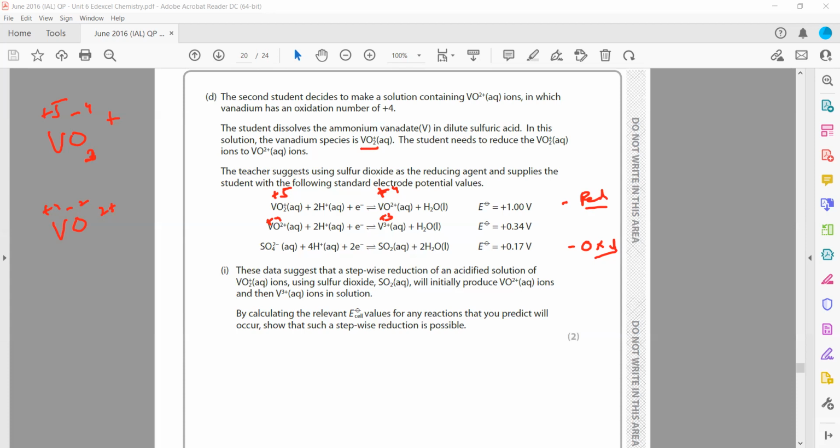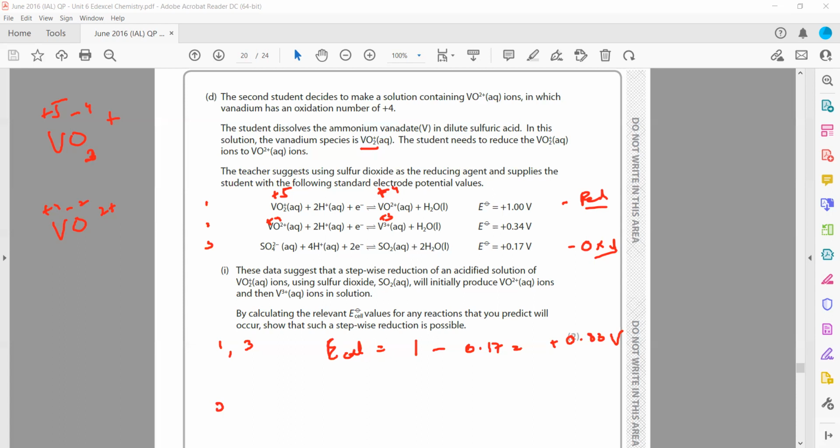If we want to check, what will be the electrode potential of the cell? The electrode potential of a cell is reduction minus oxidation. So when equations 1, 2 and 3 are there, first the reaction will be between equation 1 and 3. For equation 1, reduction happens, so it will be the same. And what will the electrode potential of the cell be? That is reduction minus oxidation. The reduction potential is 1 and the oxidation is 0.17. So the cell voltage will come out as +0.83. So it means this reaction is feasible.